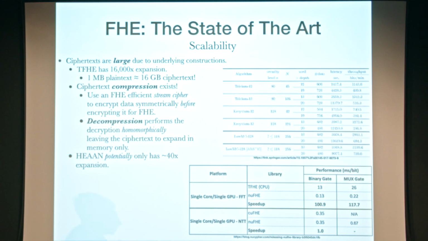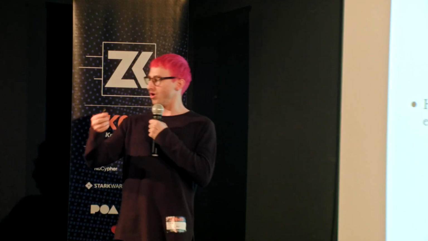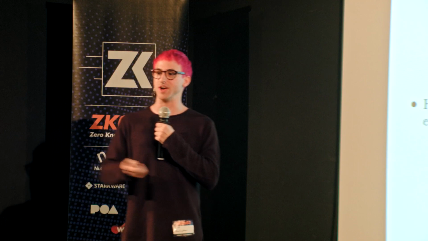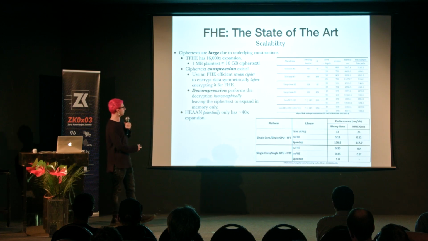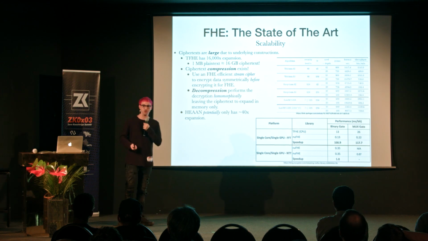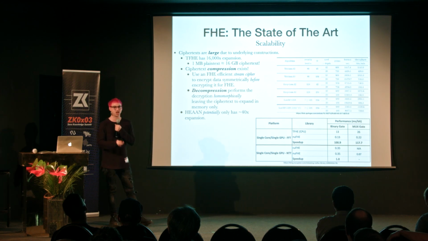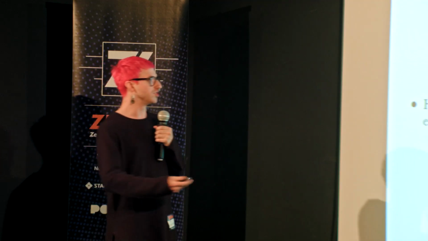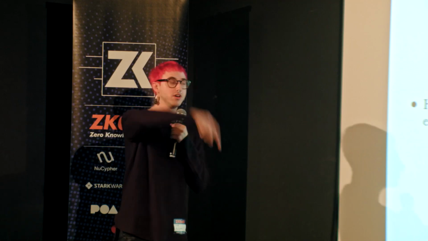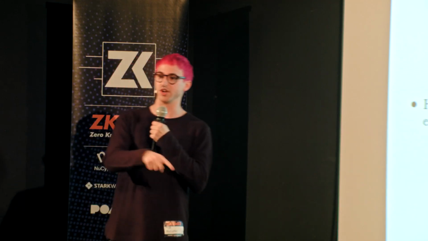Essentially, before we perform a homomorphic evaluation on that data, we can encrypt the data using a generic stream cipher. You're probably familiar with this as ChaCha20, but we wouldn't use that. We could use an FHE-efficient stream cipher to encrypt the data symmetrically before placing it in the homomorphic domain and doing computations on it.